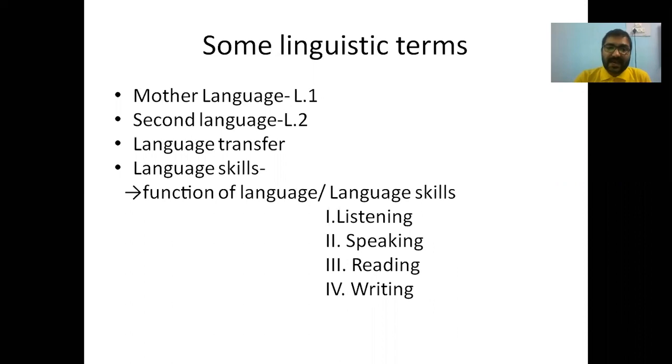Language skills: there are four language skills, and we can also say functions of language. What is listening? Second is speaking, then reading and writing. So these are the four skills that we use. The first two, listening and speaking, are passive skills, and reading and writing are the active skills. So these are the four skills that we study.